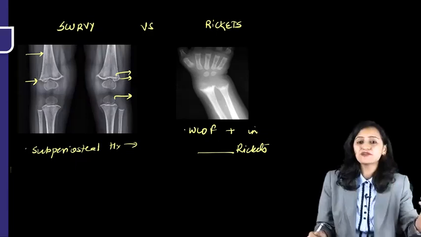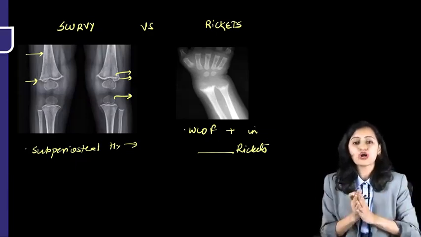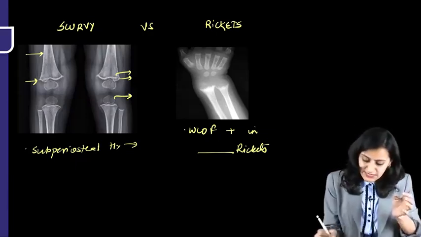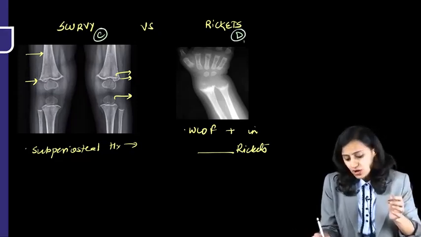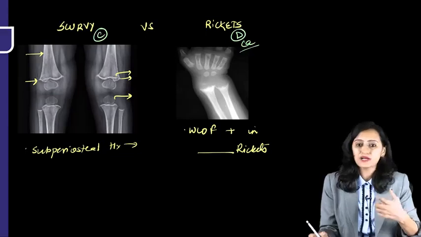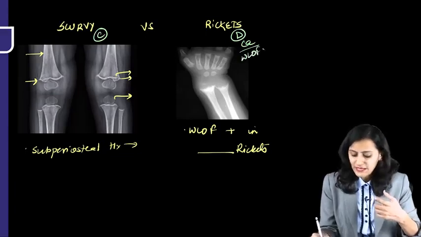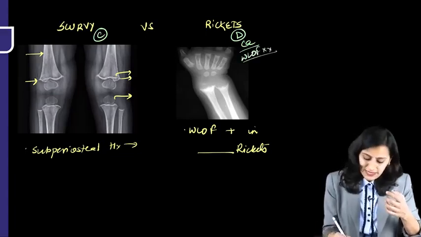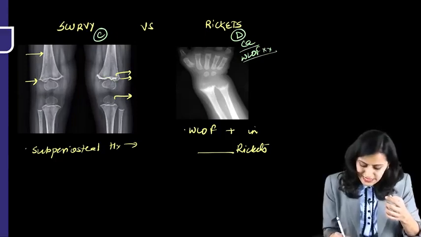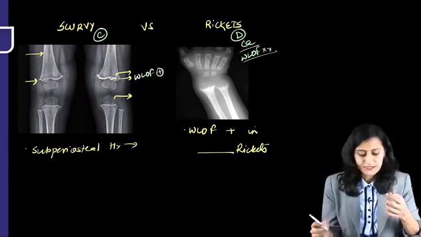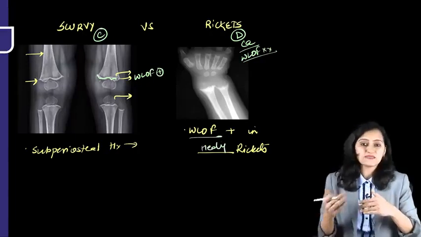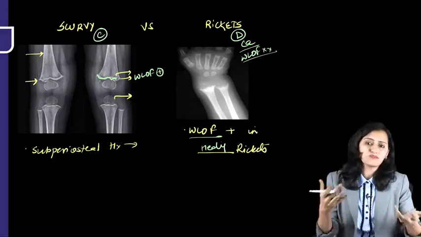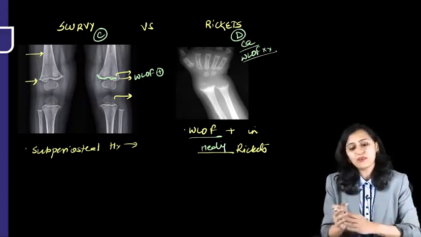Now coming to how do you differentiate scurvy from rickets on X-ray. So scurvy basically is vitamin C deficiency. This is vitamin D deficiency. No vitamin D, no calcium. No calcium means no white line of Frankel in rickets. While in scurvy, we do have this white line of Frankel which is present. In rickets, the white line of Frankel is present in healing rickets. When the vitamin D and calcium are coming back post-treatment, then is when we see the white line of Frankel.